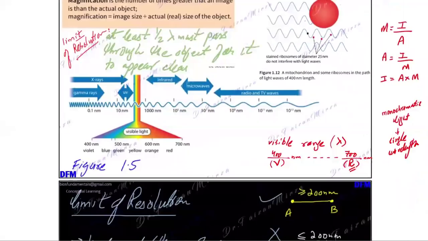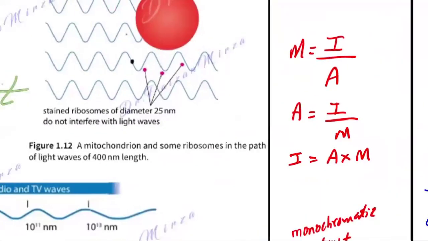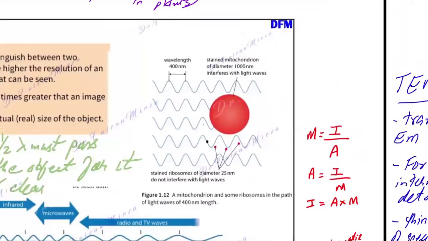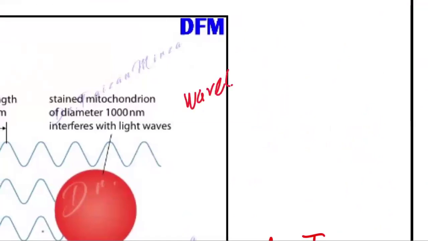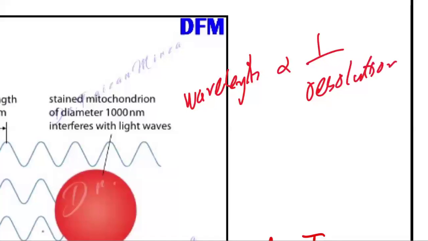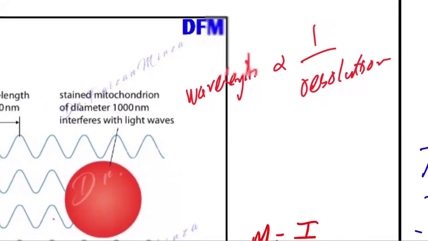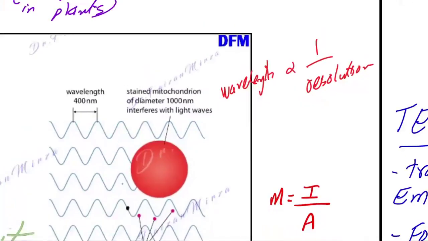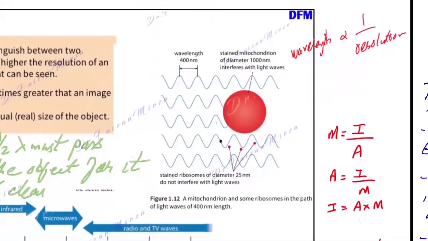Moving on, just recall these magnification formulas. Magnification is equal to image upon actual. You can rearrange the formula for actual and for the value of I, and use these in your calculation. Keep in mind that wavelength is inversely proportional to resolution. This helps you in a lot of MCQs where you are given some wavelengths and values, and asked whether resolution is changing or not.